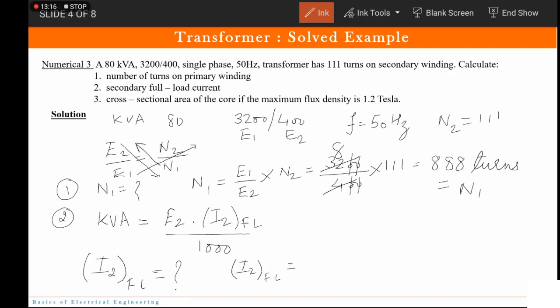So this will be kVA multiplied by 1000 upon E2. So what is kVA? 80 multiplied by 1000 upon what is E2? 400.